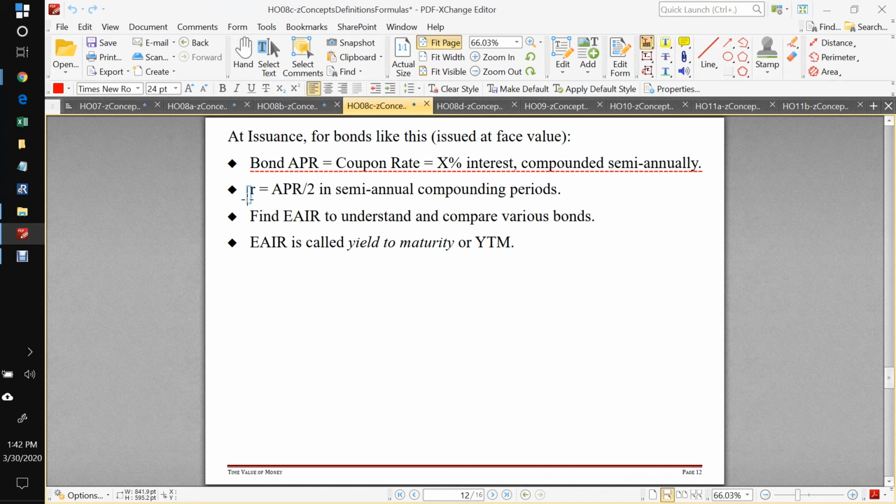And then we can always get our native R for these bonds by just taking our APR and dividing it by 2, because we have 2 periods per year. And then we can find the EAIR once we have the native R, and that'll help us compare various bonds. And finally here, I know there's a lot of terminology here. In bond land, at issuance, the equivalent annual interest rate is called the yield to maturity.